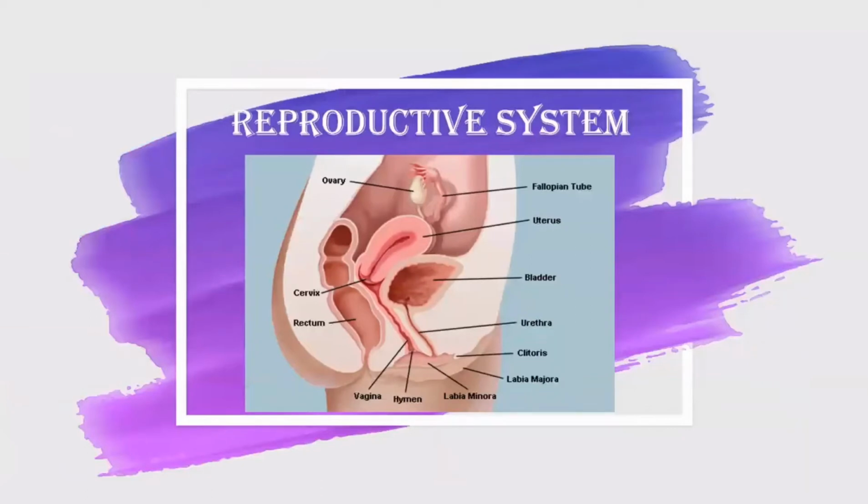Let's now proceed to the second topic, which is the reproductive system. The first one is the ovary. Ovaries are small, oval-shaped glands that are located on either side of the uterus. The ovaries produce eggs and hormones. The next one is the fallopian tubes. These are the female structures that transport the ova from the ovary to the uterus each month.